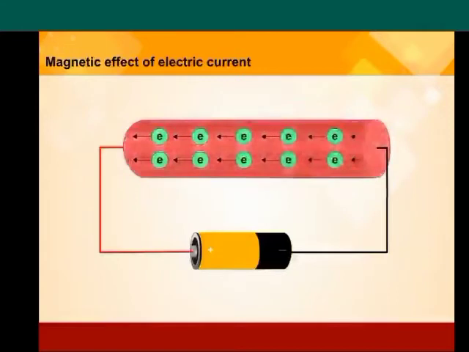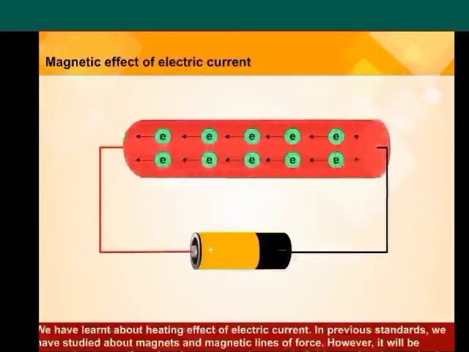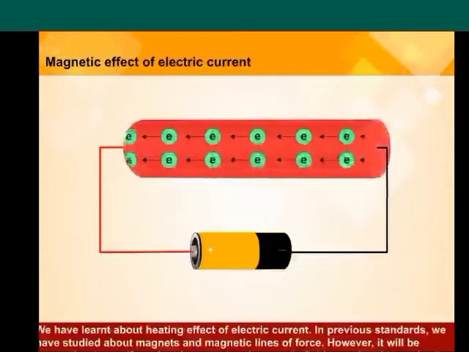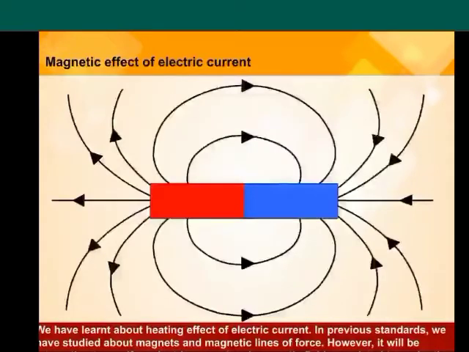Magnetic effect of electric current. We have learned about the heating effect of electric current. In previous standards, we have studied about magnets and magnetic lines of force. However, it will be interesting to see if an electric current and magnetic field are related to each other.